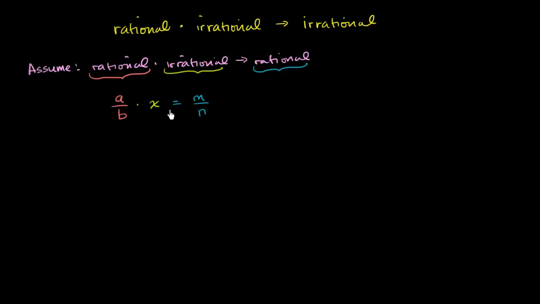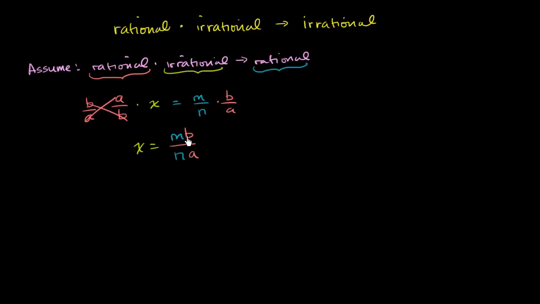So let's see if we can set up some form of contradiction here. Well, let's solve for the irrational number. The best way to solve is to multiply both sides times the reciprocal of this number right over here. So this was multiplied times b over a, times b over a, times b over a. And what are we left with? We get our irrational number x being equal to m times b, or we could just write that as mb over na. So why is this interesting?